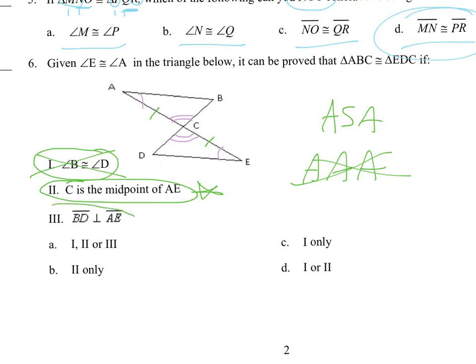And the last one, BD is perpendicular to AE. Well, creating right angles, there is no hypotenuse leg. If that was the case, that would be true. So the answer in this case is B. Number 2 would be the only thing we would need to prove them congruent.